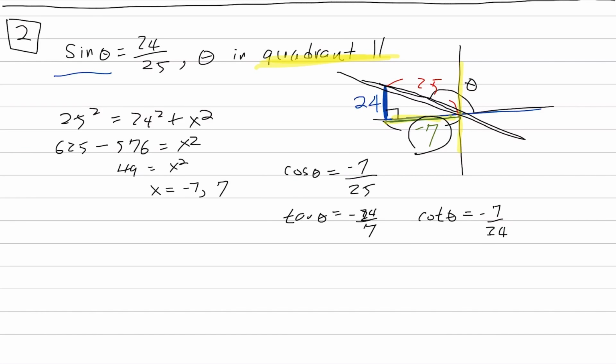And secant is reciprocal of this, right? Secant theta is -25/7. And lastly, cosecant is reciprocal of cosine. So cosecant is 25/24.